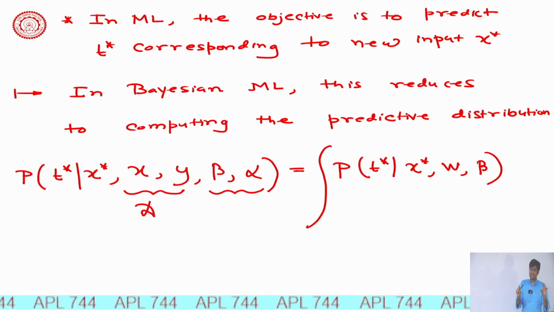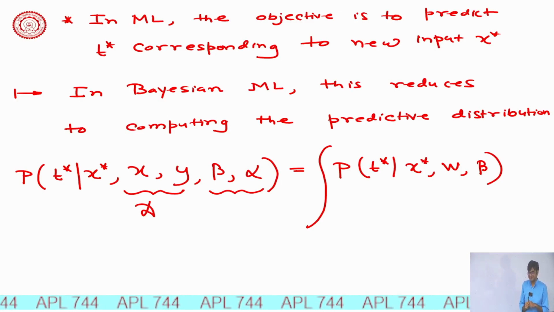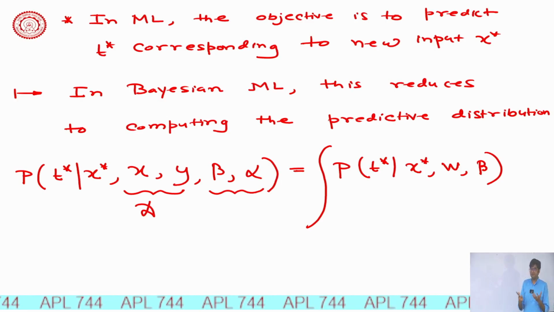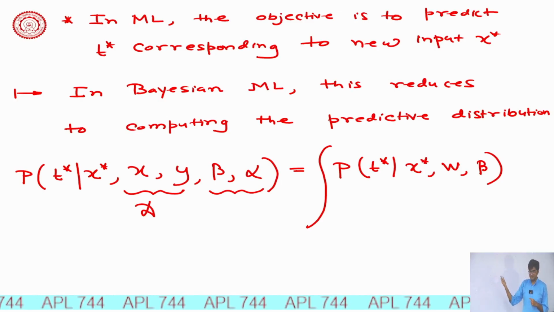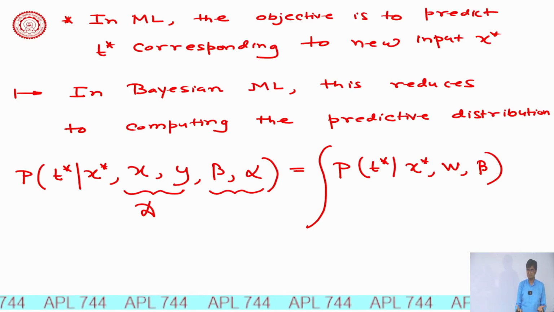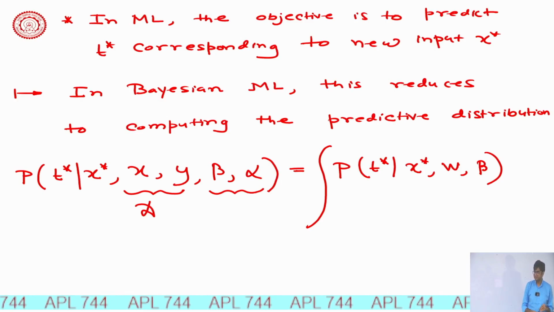Or a more scientific answer is given W, it is conditionally independent of the data. So that is the scientific statement. Once you have conditioned on W, your prediction T star will only depend on X star and beta. It will not depend on the training data, right?